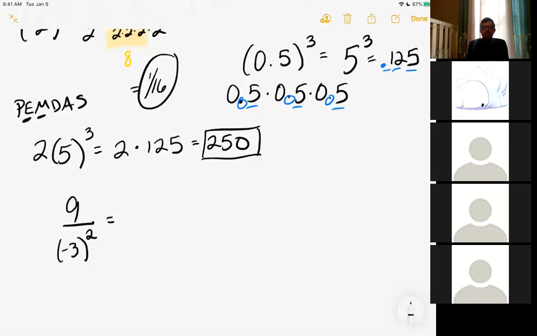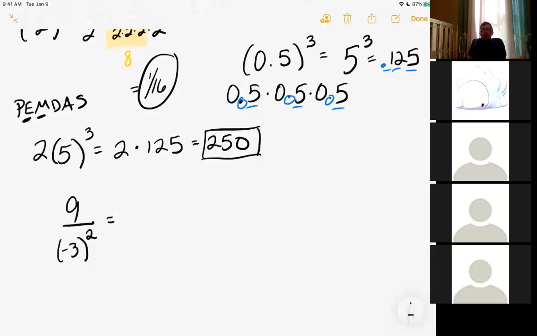Oh no. Oh no. It'll be okay. Ooh. Exponents come before division, right? So let's take care of the exponents first. What's -3 squared? Nine. I guess it would just be -9, wouldn't it?